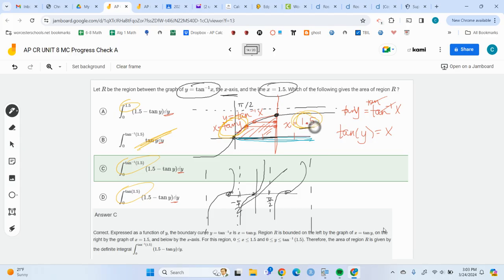So I have x equals 1.5 and x equals tangent of y. So let's set those two equal to each other and see what happens. X equals 1.5 equals x equals tangent of y. Okay, so I need to solve for y because I need to know what y value these intersect at. So I will do tangent inverse of each side, tangent inverse of 1.5. That was kind of tricky. So it's this one that has tangent inverse of 1.5.